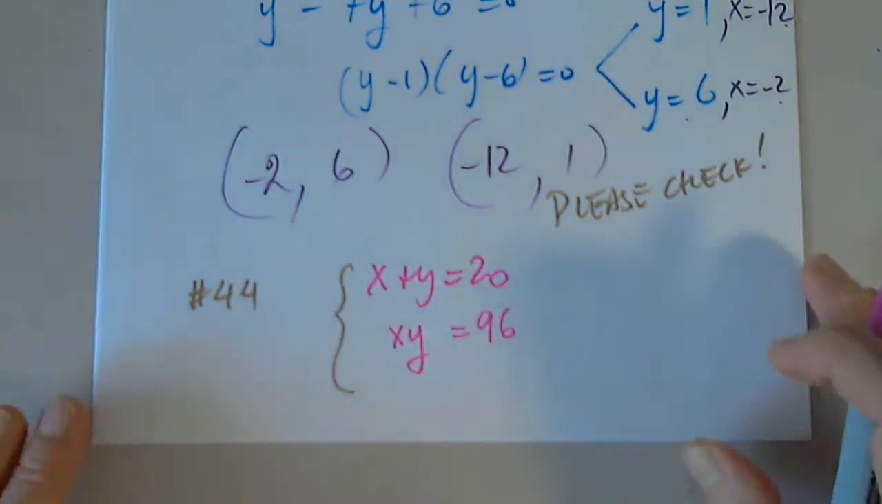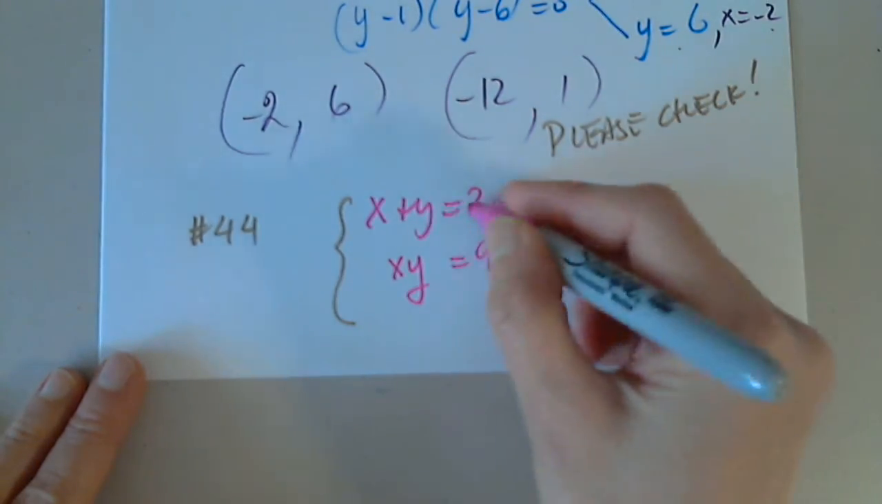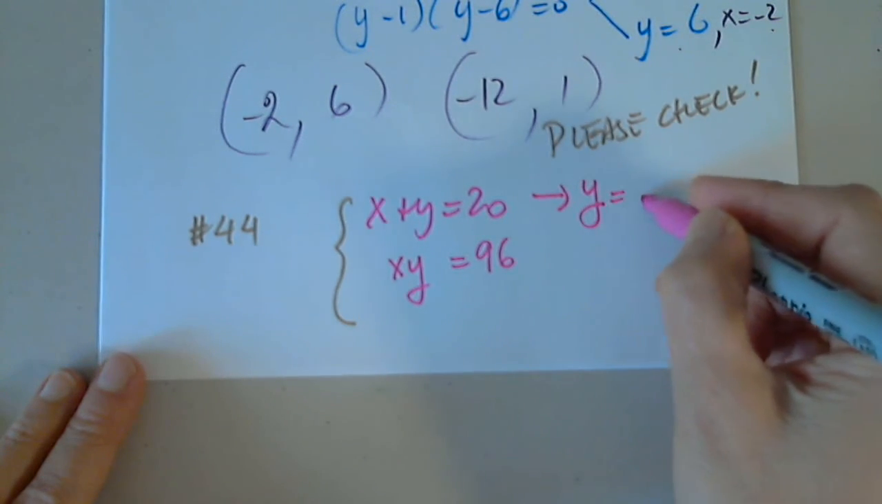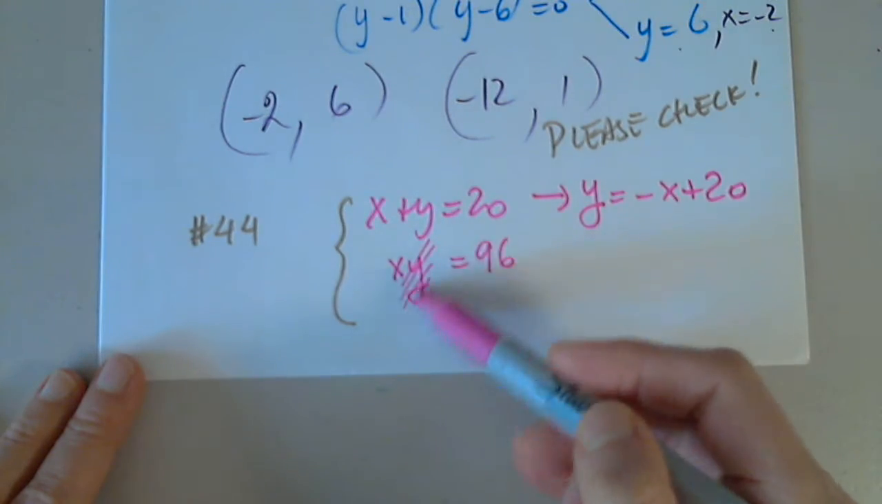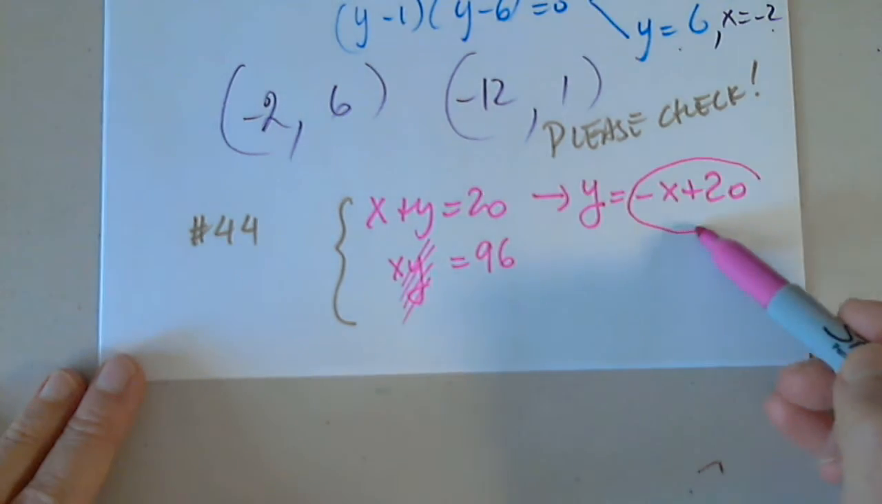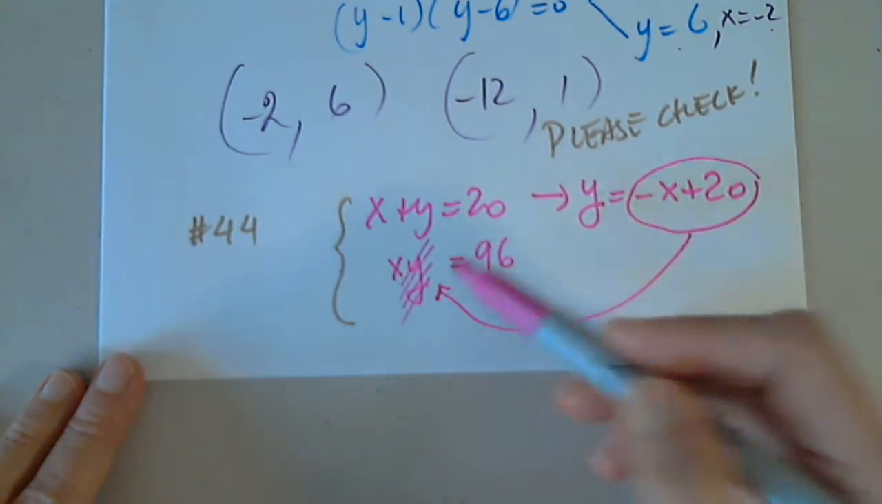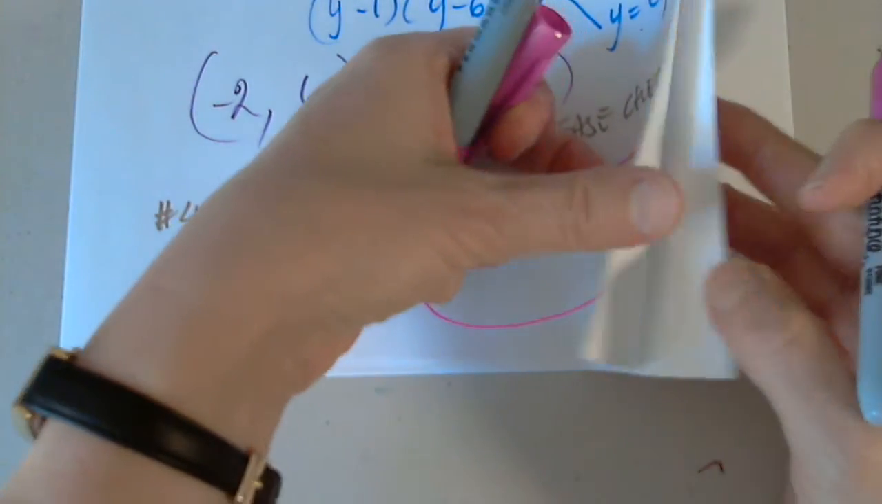xy. Very good. It's a very similar problem to what we just had. Let's solve this time. It doesn't matter. Let's say we are solving for y. So negative x plus 20. So then this y in the second equation will be replaced by what y equals to. And y is the same as negative x plus 20.